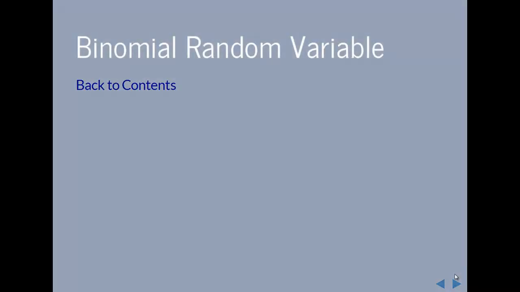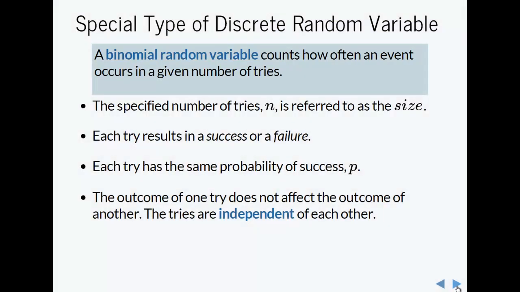As promised, let's move on and talk about a special kind of discrete random variable called a binomial random variable. A binomial random variable counts how often an event occurs in a given number of tries of an experiment. There are four main characteristics of a binomial random variable. First, there are a specified number of tries. This is denoted by lowercase n. It's often referred to as the size.